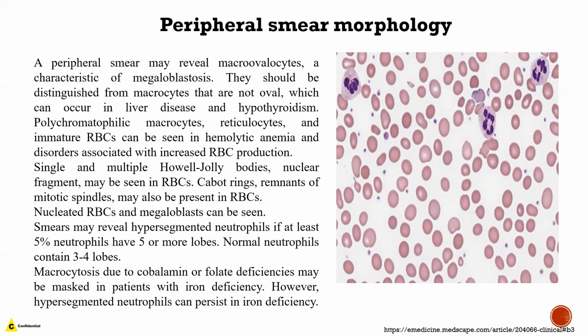Smears may reveal hypersegmented neutrophils if at least 5% of neutrophils have 5 or more lobes, while normal neutrophils contain 3 to 4 lobes. Macrocytosis due to cobalamin or folate deficiency may be masked in patients with iron deficiency. However, hypersegmented neutrophils can persist in iron deficiency.